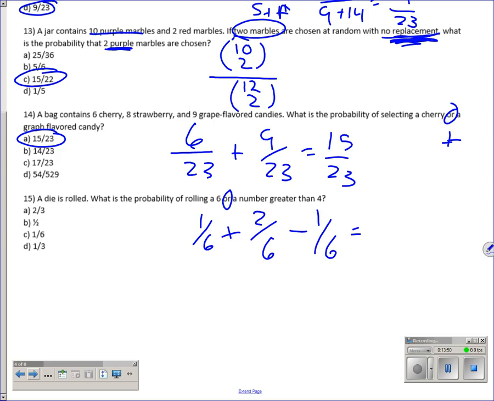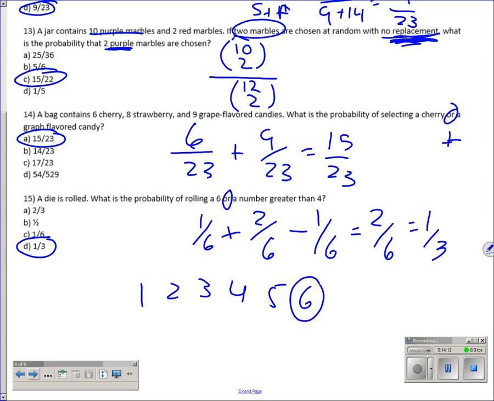And I'm left with 2 out of 6, or 1/3, which is answer choice D. Okay? I mean, think of it this way. Of all the options that you have, 1, 2, 3, 4, 5, and 6 when rolling a die, if I'm talking about rolling a number that is a 6, which is that one, and a number greater than 4, well, that's this and this.